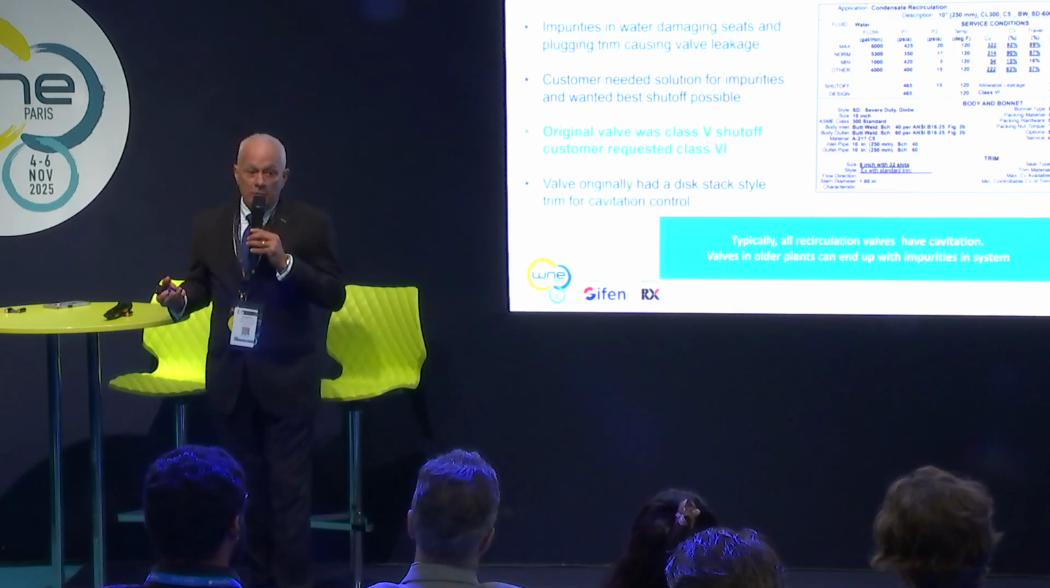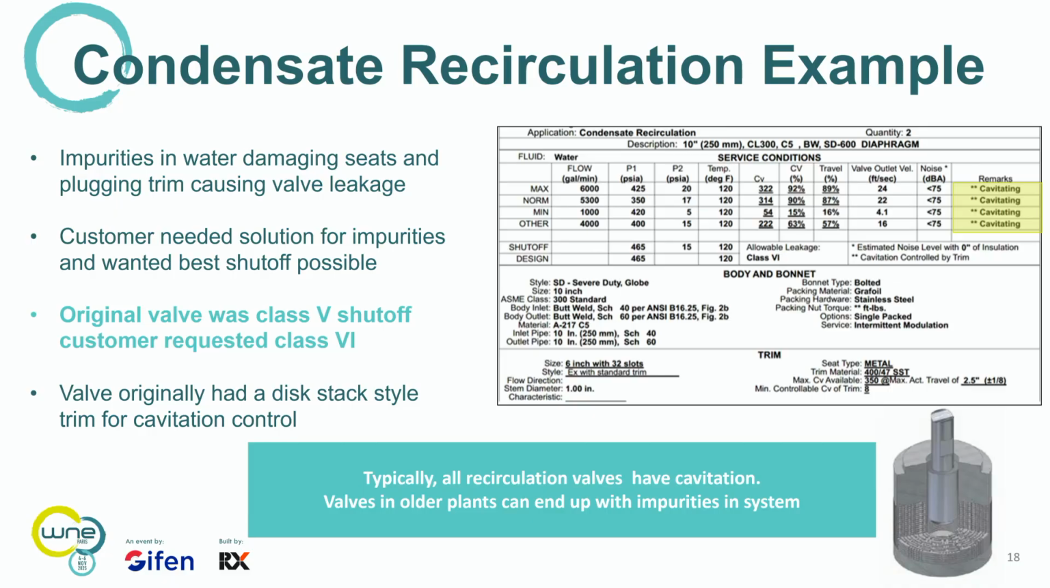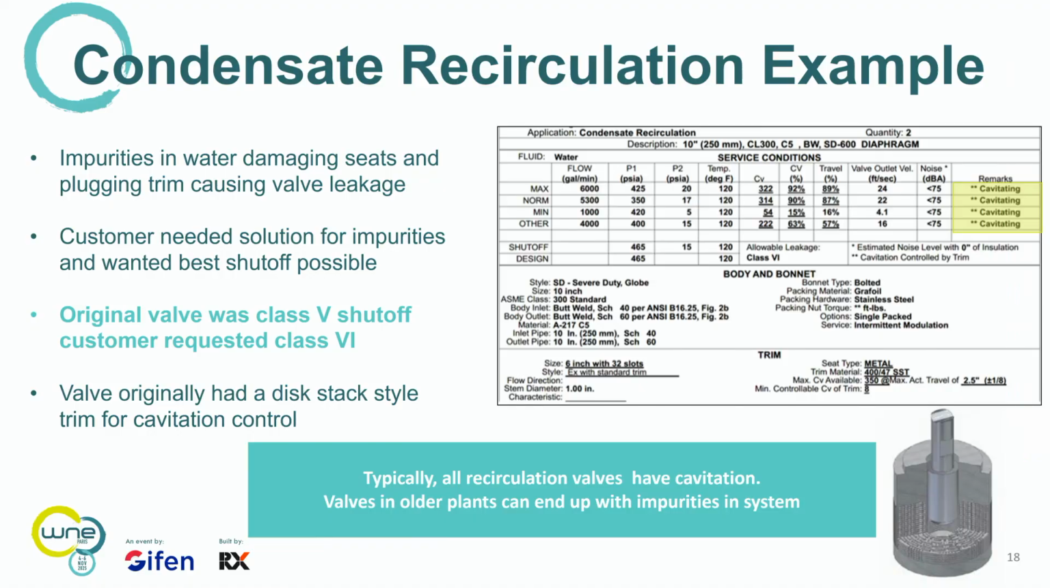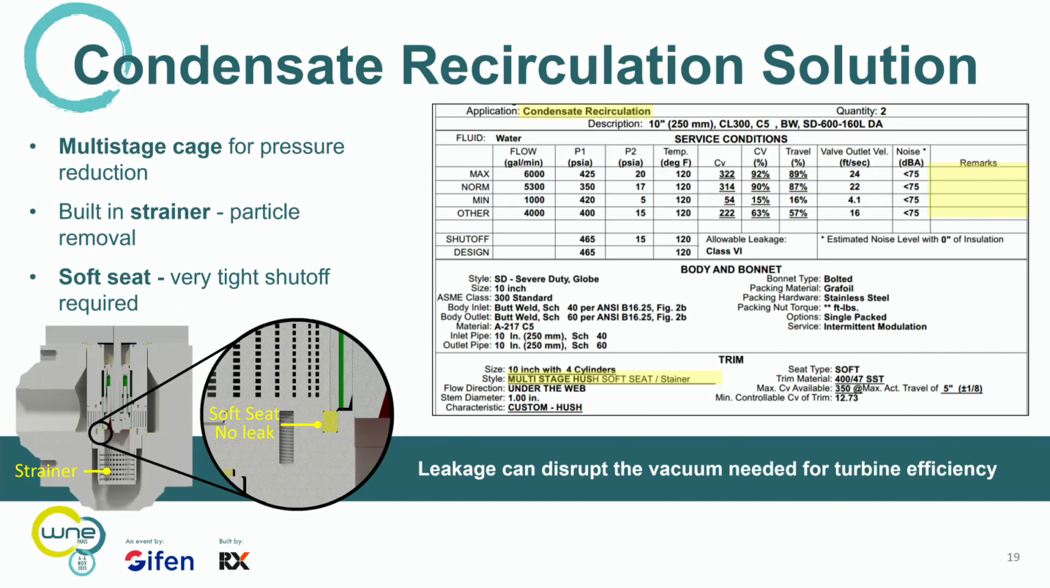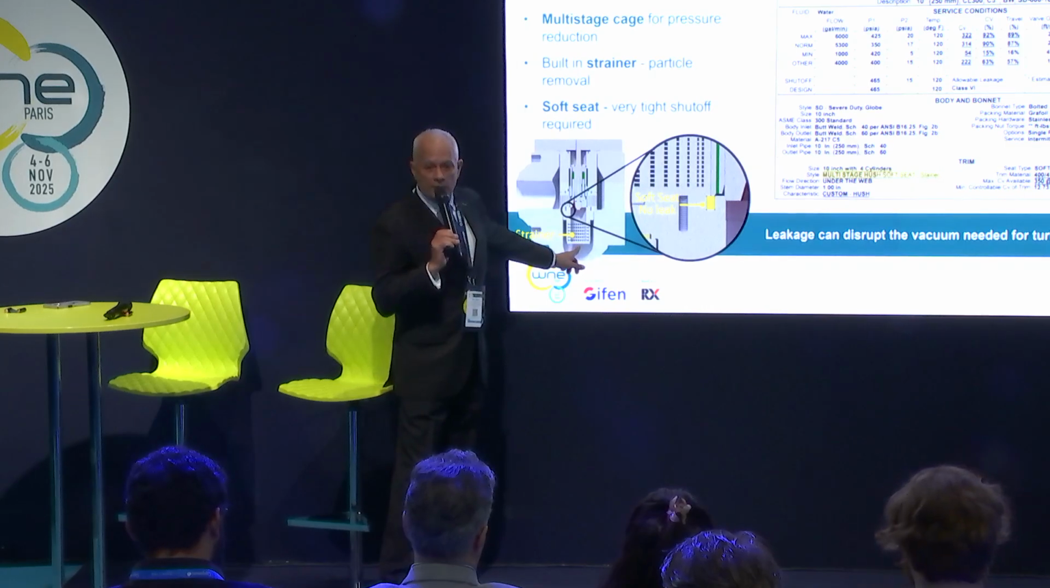Those impurities either clog the cavitation control trim. Remember, you have stages, so you have smaller holes, so it either clogs that or it's damaging the seat. If that impurity gets on that metal seat, it will damage it as the valve plug is closing and trying to close on it. So in this case, the customer wanted very, very tight shutoff, okay? He wanted a solution for his impurities. So what we were able to do was design a very specific trim, and this is great for all recirculation valves, that included a strainer at the bottom to strain out any of the impurities.